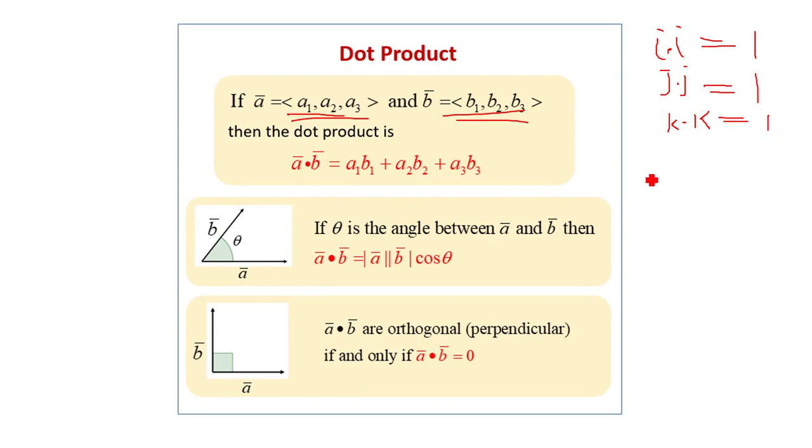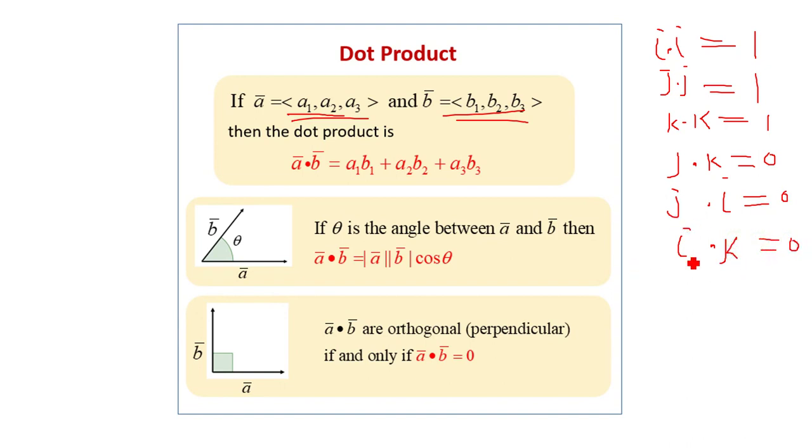You also note that the other way around gives you zeros. When you say j times k, sorry, not times but dot k, so j dot k will give you a 0, j dot i will give you a 0 as well, i dot j, i dot k will give you a 0 as well.